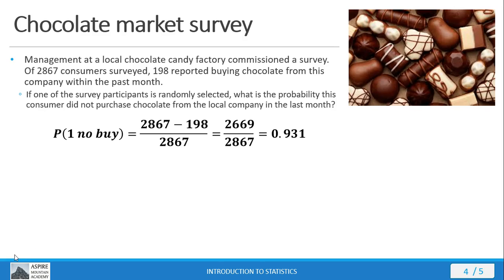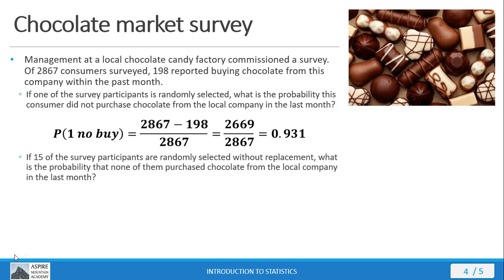So here we've got our calculation. We're going to take 2867 minus the 198 because we're looking for the probability that the customer did not purchase chocolate from the company. We're given the 198 that did purchase chocolate from the company. We have to subtract that out from the whole to get the part that represents the customers who didn't purchase chocolate from the local company. So that's going to be 2669 over the 2867, which is the total, that's the whole, and so that gives us 93.1%. So if 15 of the survey participants are randomly selected without replacement, what is the probability that none of them purchased chocolate from the local company in the last month?